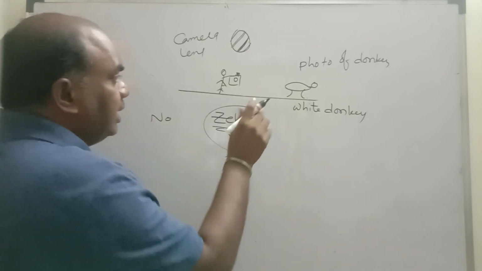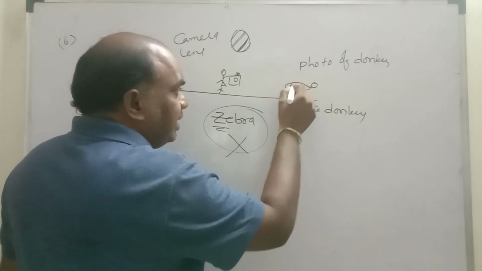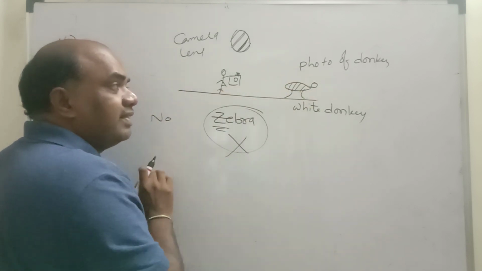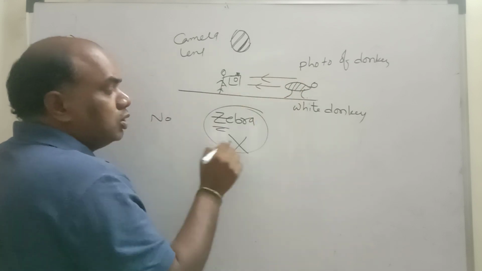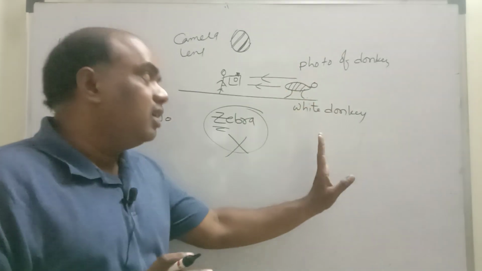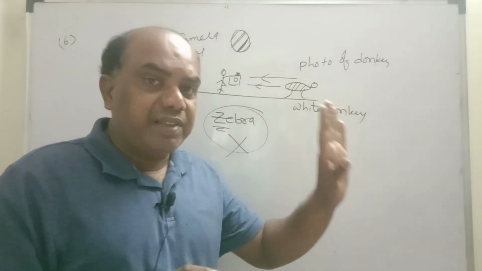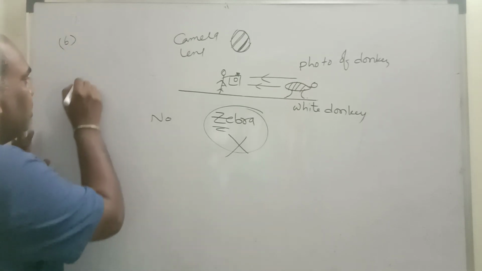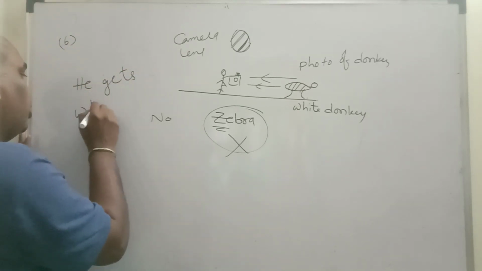Because here what is the object? Object is the donkey. Stripes must be present on the donkey, not on the lens. So incident rays must come from the donkey, not from the lens. So he will not get a zebra photo. Why? Because incident rays are not coming from the object. Here the object is the donkey. Stripes are just an obstacle. Stripes are nothing but obstructing the incident rays. So he gets, important answer, a white donkey photo.